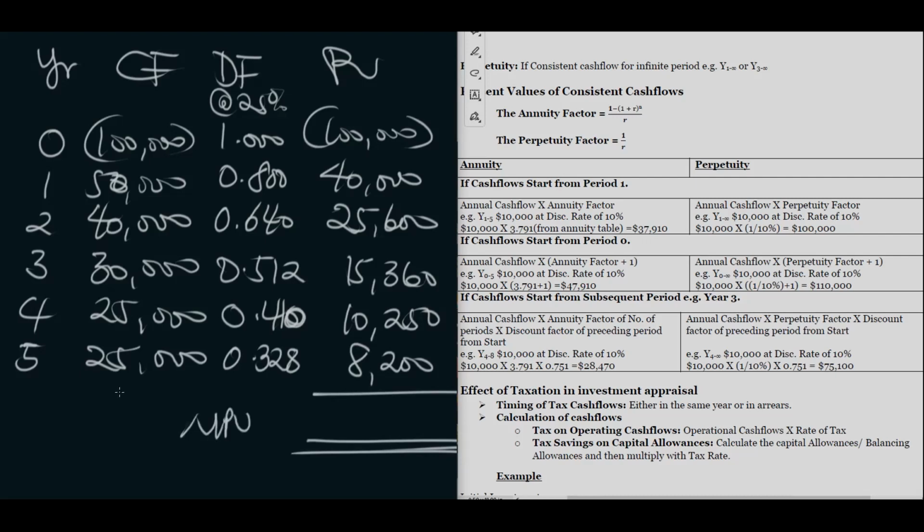So if I put this together, look at the NPV I now get. I have 40,000 plus 25,600 plus 15,360 plus 10,250 plus 8,200. You get 99,410. So if I take out my 100,000 from this, I end up with negative 590.